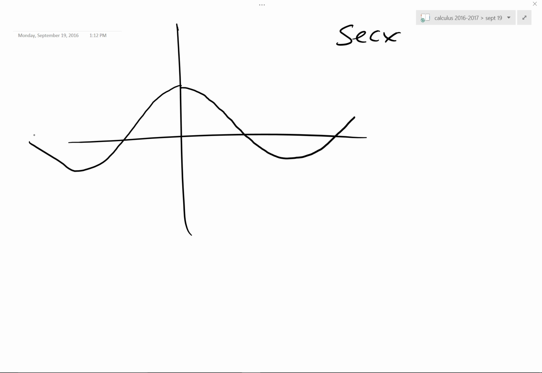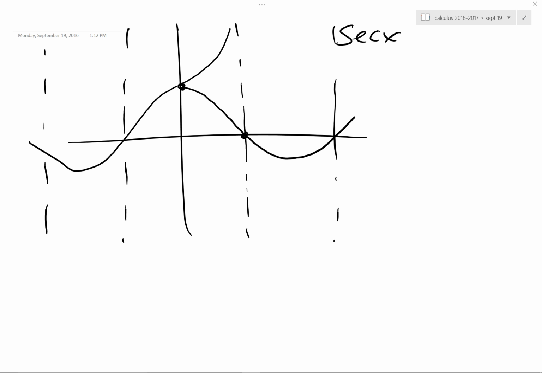Well, 1 over that, right? So 1 over 1 is, well, it's 1, yes? Uh-oh. What is 1 over 0? Asymptote. Right? 1 over small positive numbers are going to be headed where? Up. And 1 over negative numbers are going to be headed down. And then it's going to repeat itself, yes?